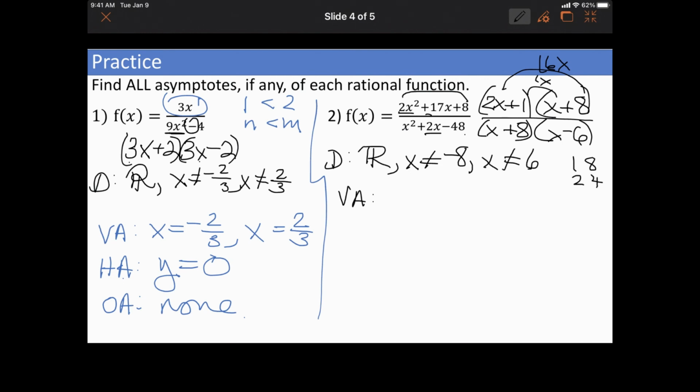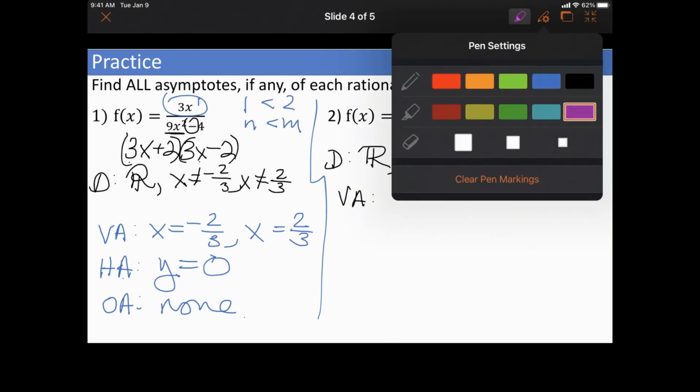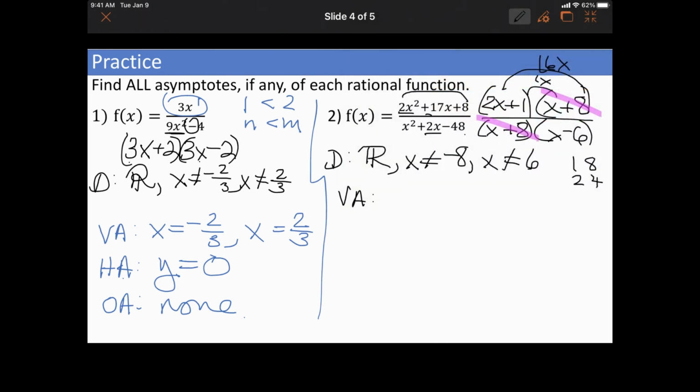So when you have that, let's look. Vertical asymptotes. Is there anything I can cancel? Yes. So I only have one left. So it's x equals 6. So what does that tell me? Well, it tells me that there's a hole. Now you don't have to write this because the direction says find all the asymptotes, but it's just good habit. Hole at x equals negative 8. All right.